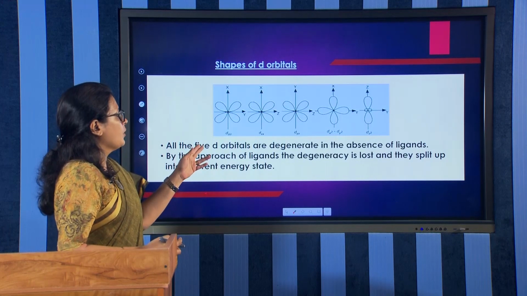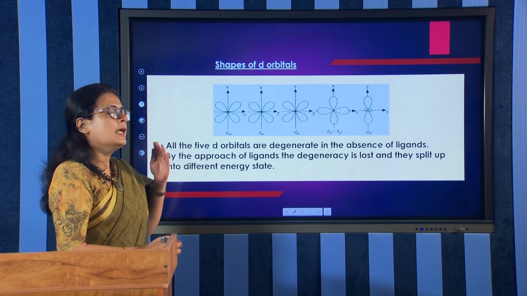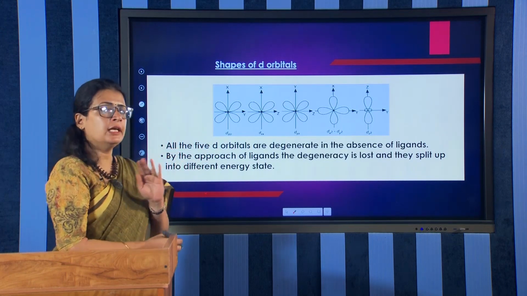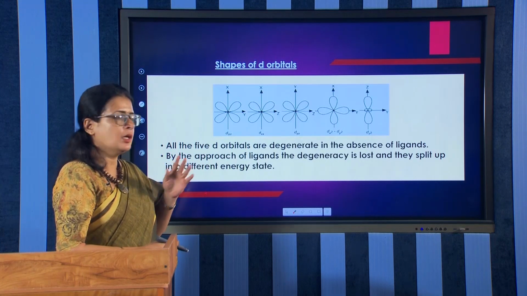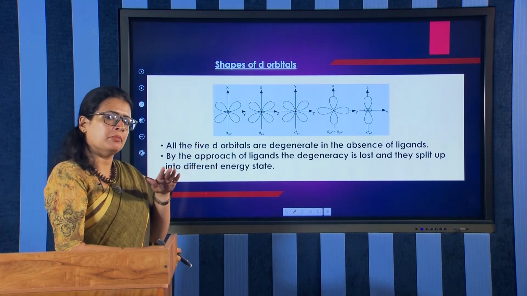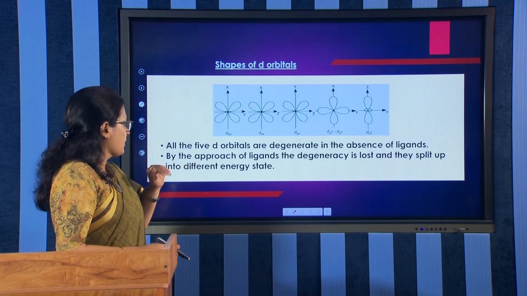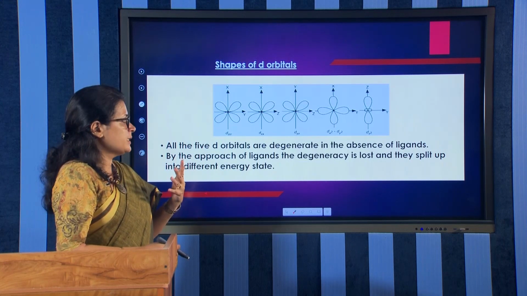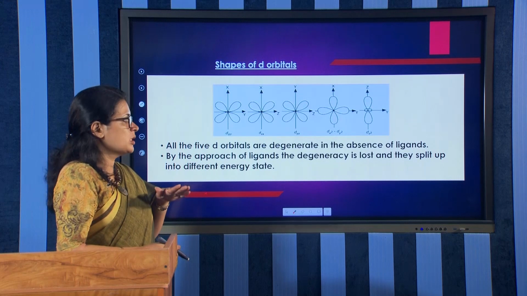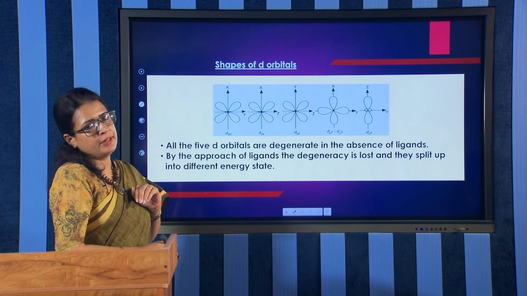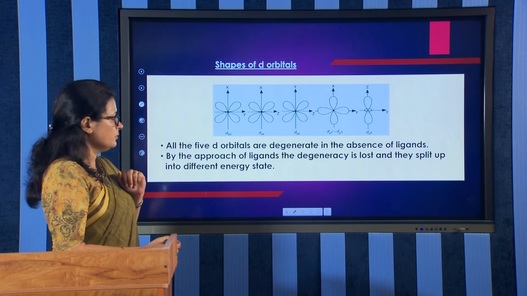All the 5 d orbitals are degenerate in the absence of ligands. When ligands are absent, all the orbitals are the same, or they are degenerate. By the approach of these ligands, this degeneracy is lost and they will split up into different energy levels.